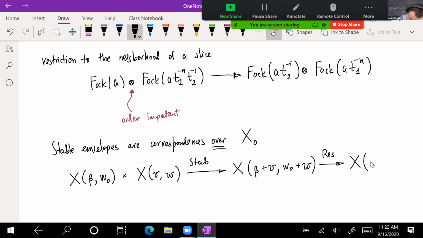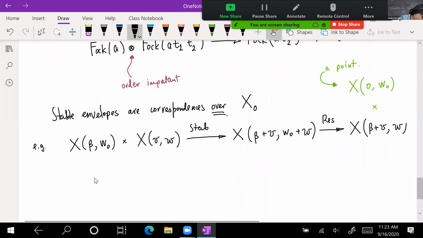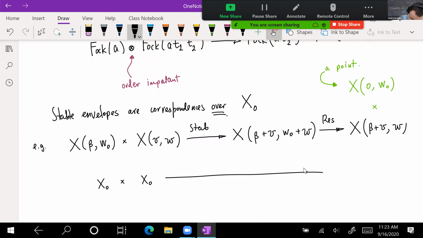I'm running out of space here, maybe I'll write it like this. You go to beta plus v, w, and then there's another component which is x cross 0 times v naught, and this is a point. So this is multiplying by a point. This is a typical way one constructs correspondences. And the point is that all of that happens over x naught, so we have a corresponding map of x naught cross x naught going to x naught.